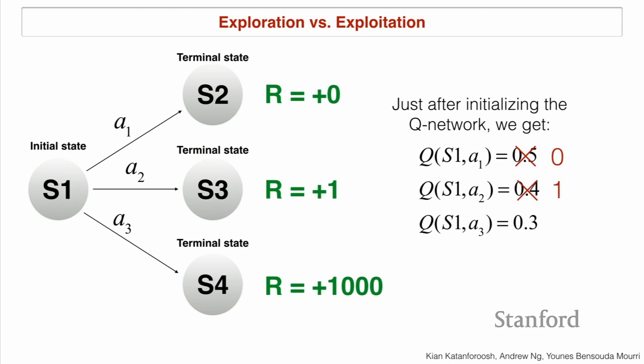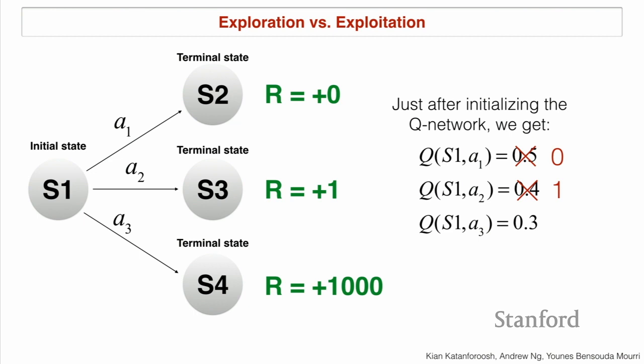Now I continue. Third step. The Q function says go to A2. I go to A2. Nothing happens. I already matched the reward. Fourth step, go to A2. You see what happens? We will never go there. We will never get there because we're not exploring.